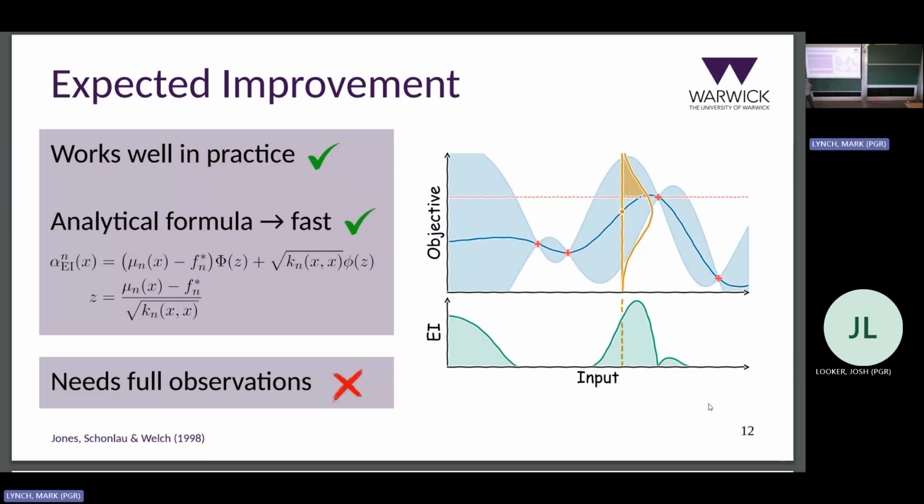It works well in practice. I think I said it's probably the most popular acquisition function in practice. It's got an analytical formula here that you don't need to worry about too much, apart from the fact that it's fast. Basically, it gives results really fast. But you do need full observations. I mean by this that these two-stage problems that we talked about at the beginning, we want to optimize the expectation over these uncertain environmental parameters, and we never actually observe that expectation. We only observe simulations at specific environmental parameters. So we can't apply expected improvement out of the box.